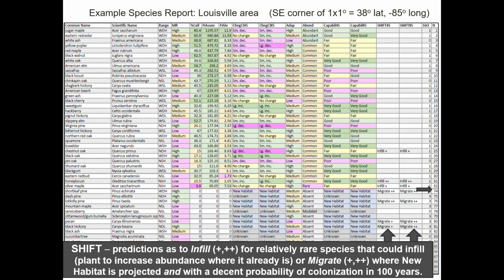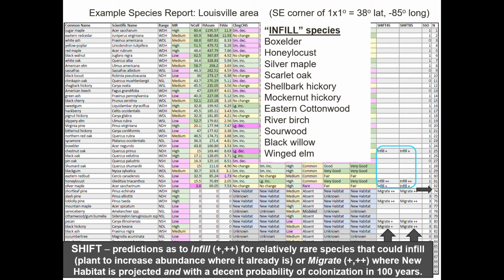And next we look at these categories called shift, and these are predicting the capability to infill. These are for relatively rare species that could infill, that increase their abundance where it's already located in the one by one. And if it's scored as migrate, and we have two classes, plus and plus plus, where the new habitat is projected and it has a decent probability of colonization according to our shift model within 100 years. So those are the species that if you want to be proactive and plant new species, perhaps go after the species called migrate, especially the migrate plus plus ones.